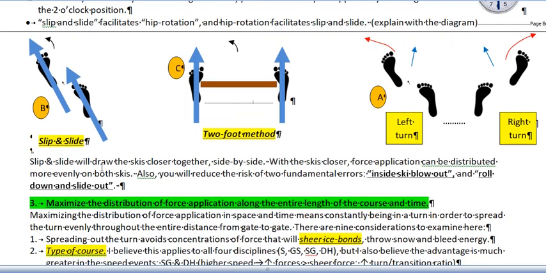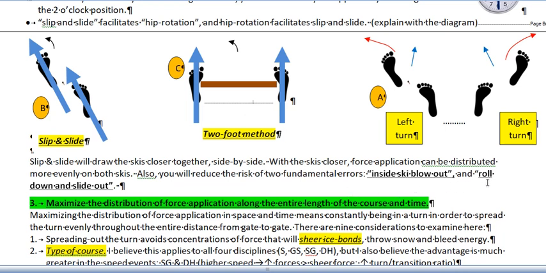All right, now slip and slide will draw the skis closer side by side. With the skis closer, force application can be distributed more evenly on both skis. Also, you reduce the risk of two fundamental errors, one of which is inside ski blowout. That's when you load up too much force on the inside ski, and when that ski tip grips, it pulls you around hard. It'll torque you around, twist you around. It'll jam that left knee up into your chin, and you go flipping and flying out, twisting around. I'll show you some examples of this, some video.